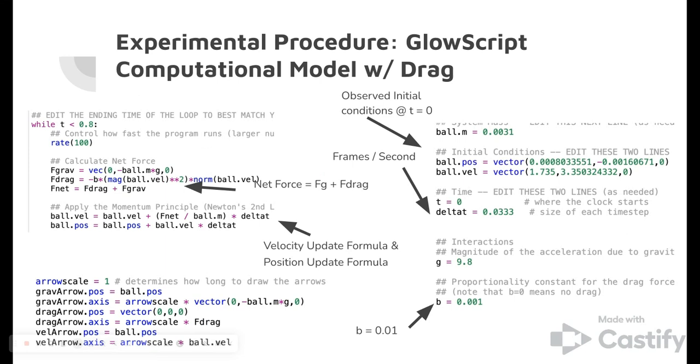With drag, we could see that net force is added, Fg plus F due to drag. And we set the proportionality constant to 0.01.